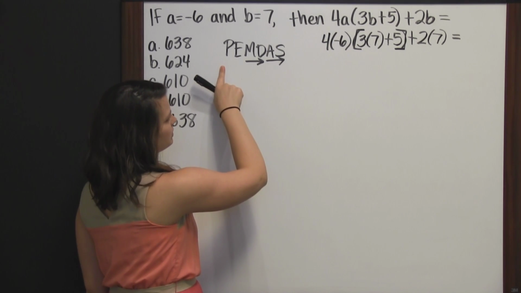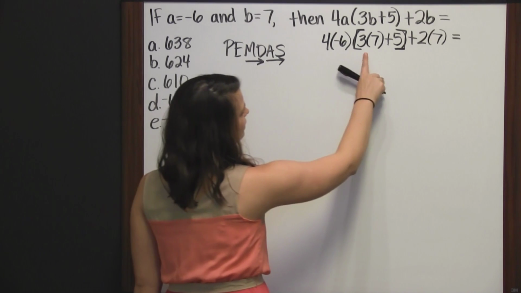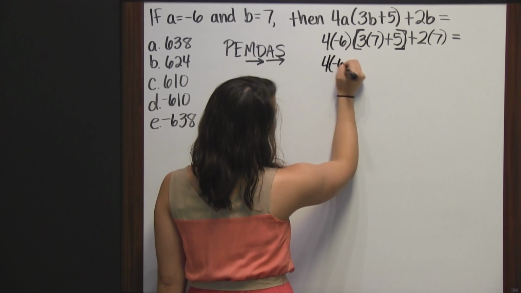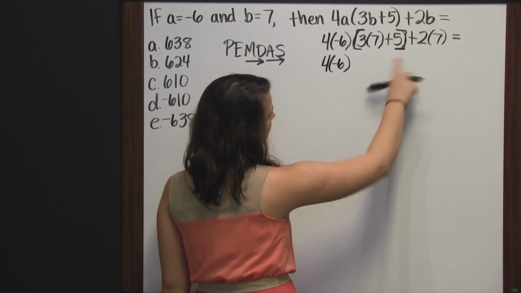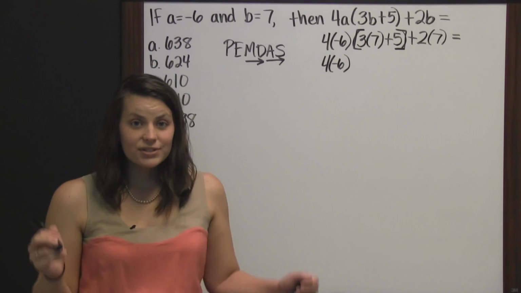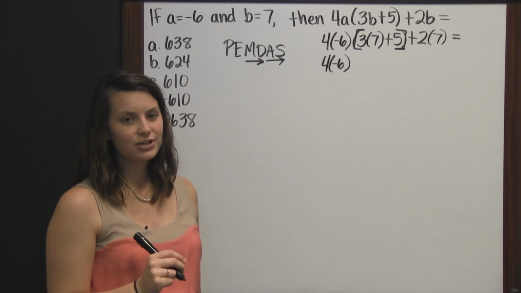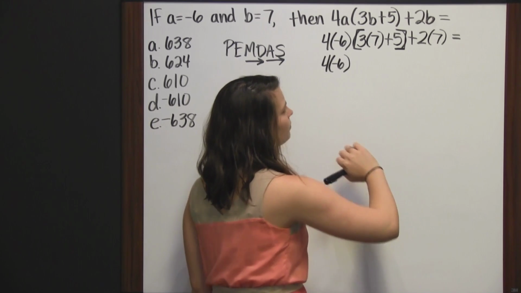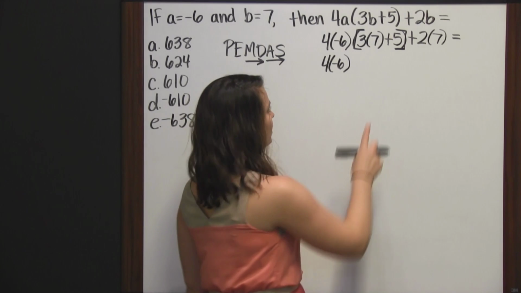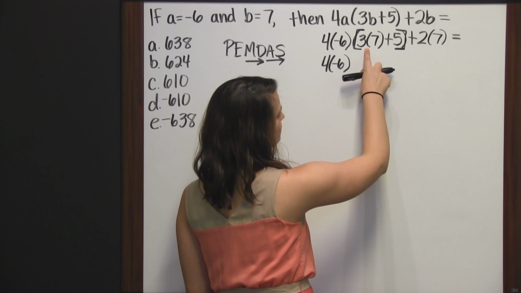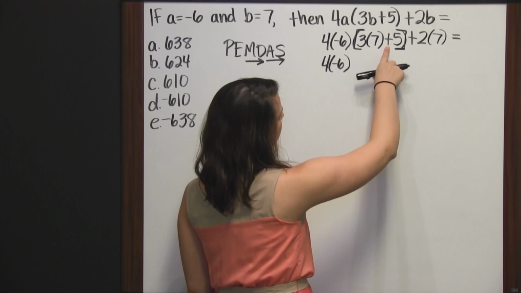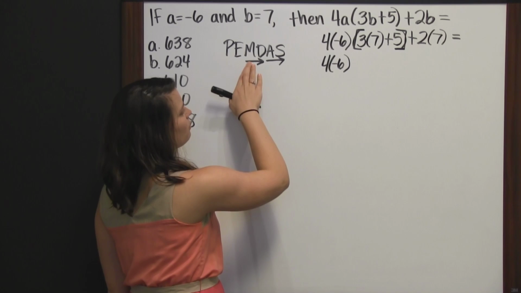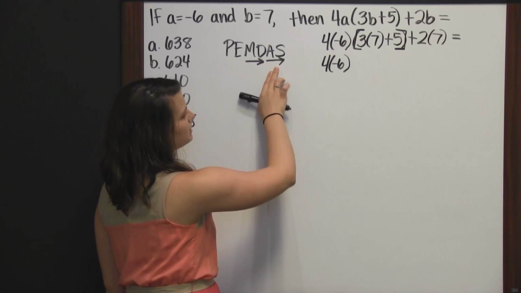So following PEMDAS, we first need to simplify these expressions inside our grouping symbols. So I'll bring down my 4 times negative 6. And then inside my grouping symbols, I also have to follow the order of operations. So now looking inside these grouping symbols, I have 2 different operations. I have multiplication, 3 times 7, and addition, plus 5. So if we refer back to PEMDAS, we need to do our multiplication before we do our addition.